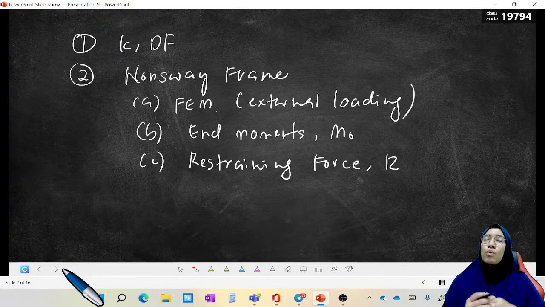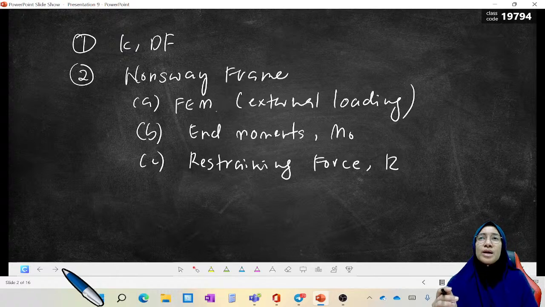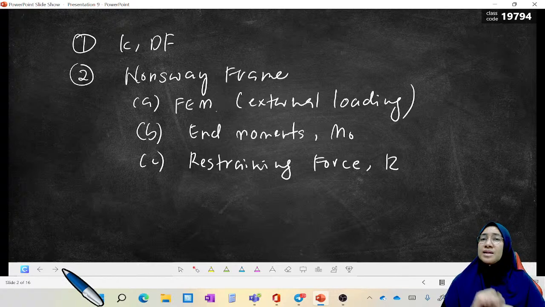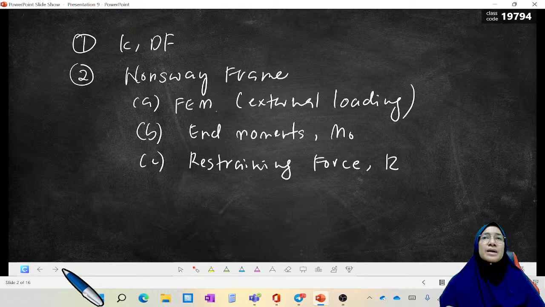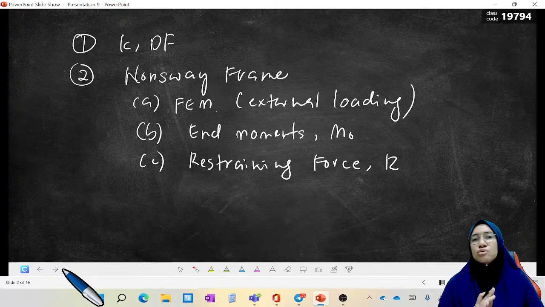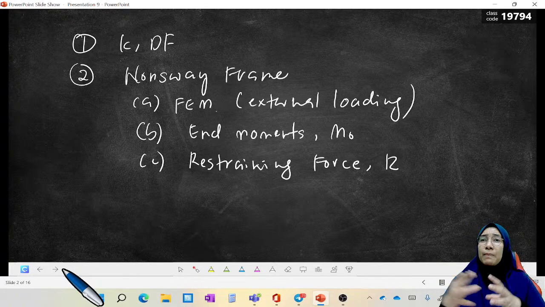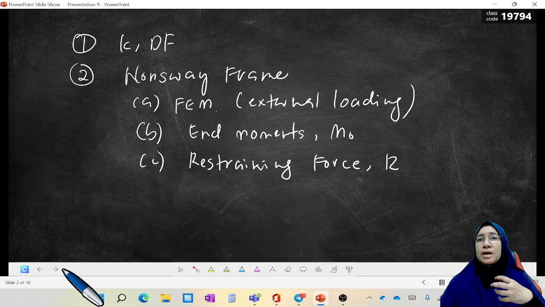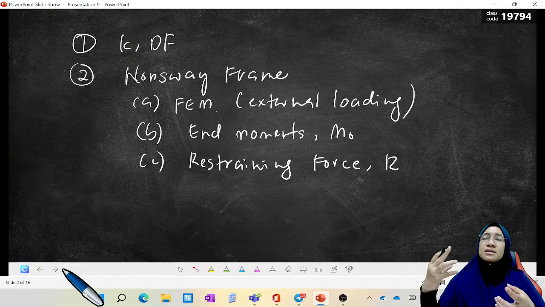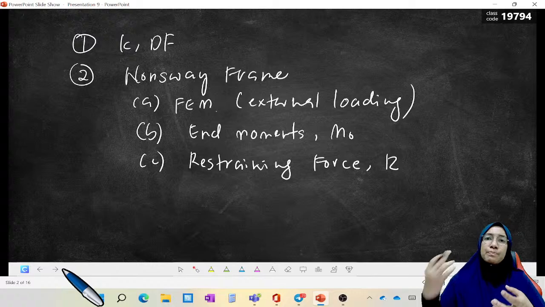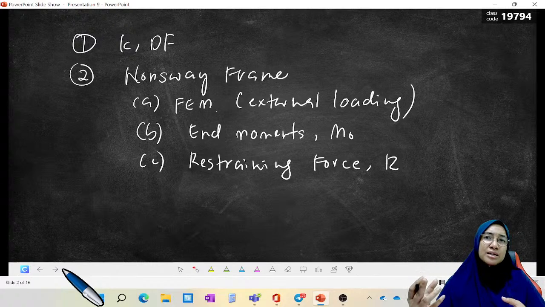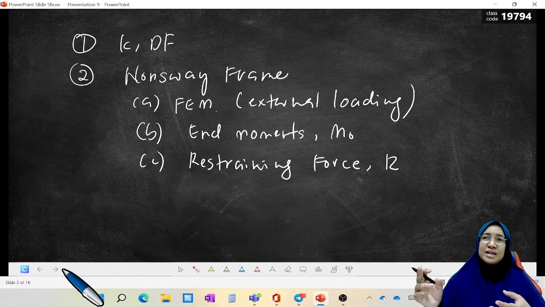But what happens in sidesway is we do not know the delta value, and we don't need to calculate the delta value. The delta is unknown. So when delta is unknown but external loading is known, that is why we cannot calculate it in one table. We cannot do that. We can combine FEM due to external loading and FEM due to delta whenever delta is a known value, for example, the support settlement. Support settlement is given in the question.